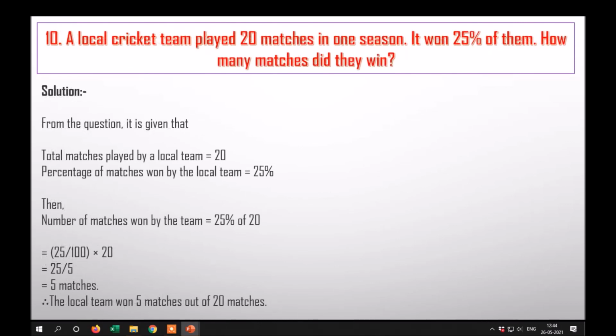10th question, a local cricket team played 20 matches in one season. It won 25% of them. How many matches did they win? So total matches played by local team is 20. Percentage of matches won by them is 25%. So 25% of 20, that is 25 upon 100 into 20. So 25 upon 5. So 5 matches. So the local team won 5 matches out of 20 matches.